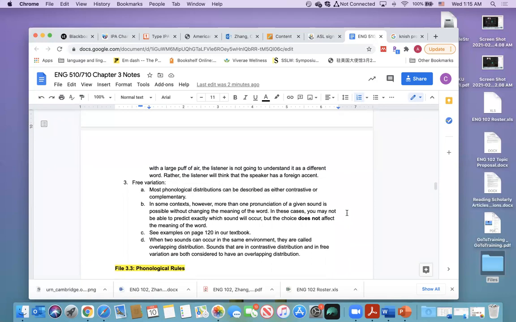Last, there is free variation. Most phonological distributions can be described as either contrastive or complementary. In some contexts, however, more than one pronunciation of a given sound is possible without changing the meaning of the word. And you see examples of that on page 120 of our textbook. In these cases, we may not be able to predict exactly which sound would occur, but the choice does not affect the meaning of the word. And so that's why they are called free variation.